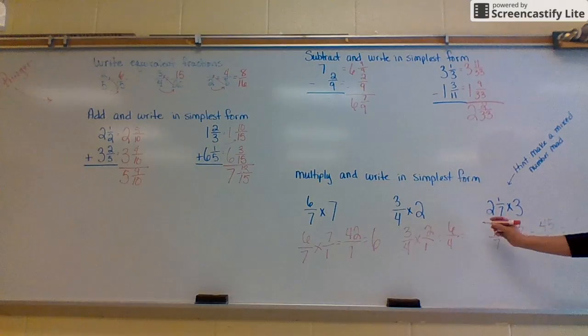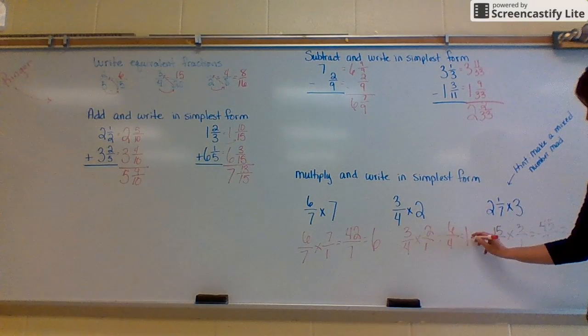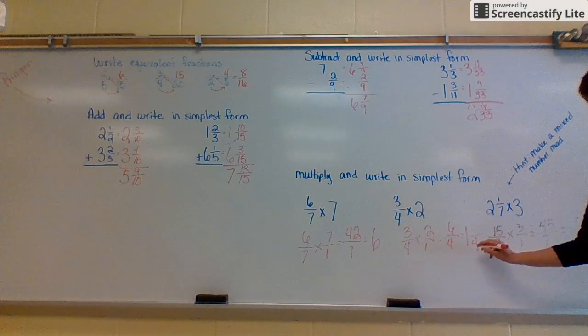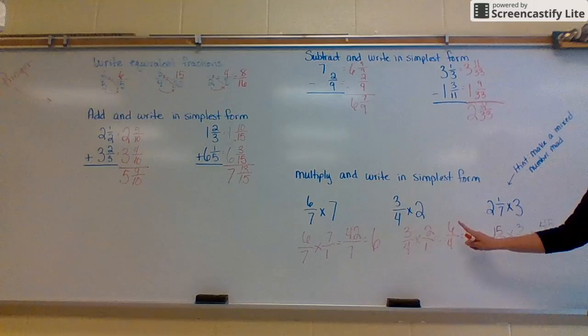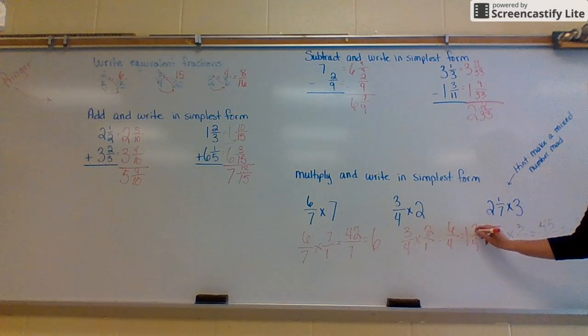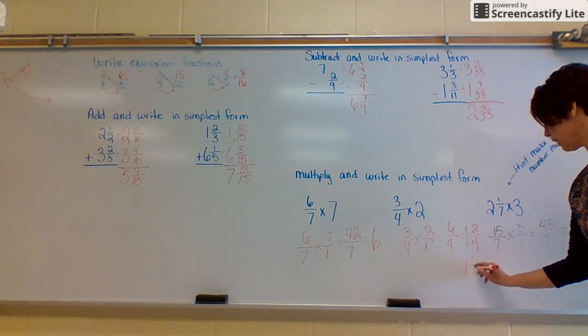4 goes into 6 one time. It only goes 1 time. And the denominator stays the same. 1 times 4 is 4. So how many do I have left over? 2. Am I finished? No. It will reduce again, won't it? 1 and 1/2. 1 and 1/2.